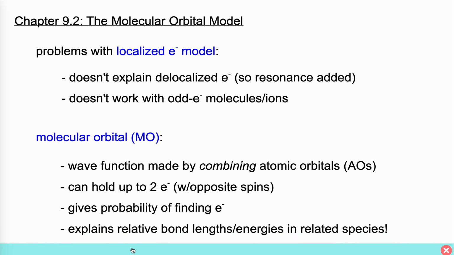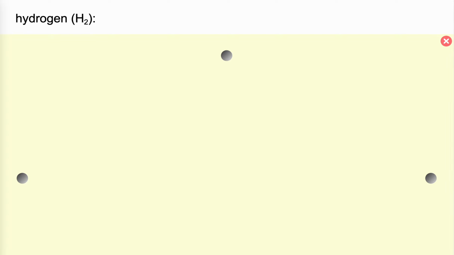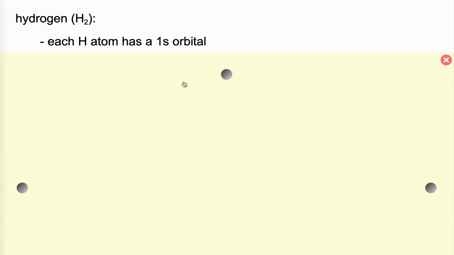One of the great strengths of the molecular orbital model, which I'll discuss in more detail, is that it can explain the relative bond lengths and bond energies in related species. So let's look into this. We'll begin by considering the simplest molecule that exists, which is the hydrogen molecule, H2. Each hydrogen atom has one 1s orbital with one electron in it.